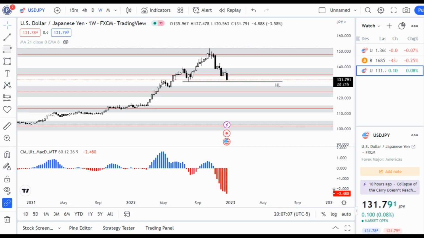Being able to draw a quality trend line, you'll be able to know where the next impulsive move will actually start from. So in this video we are going to take you through how to draw a quality trend line. What are the conditions or factors to consider to draw a quality trend line?